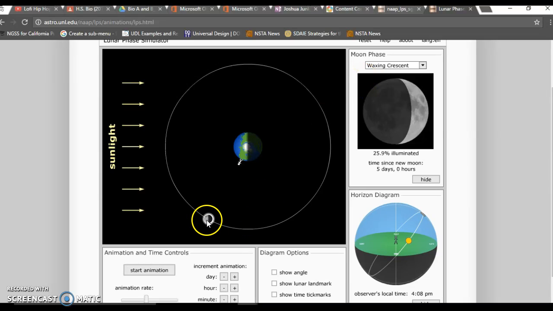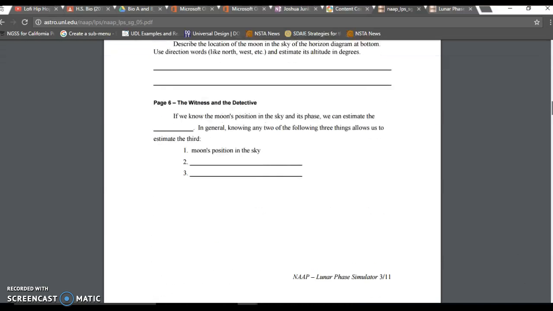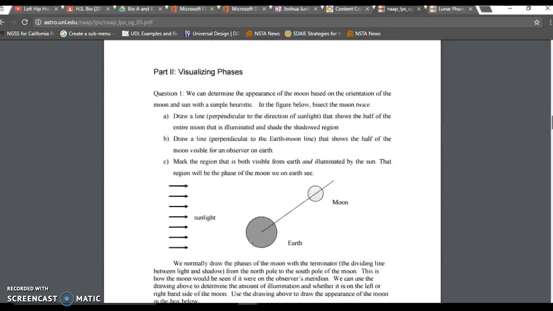Because it is increasing in how much light it gets. But the name is Waxing Crescent, so I go back to the worksheet, and right here I would write in Waxing Crescent. Do the remainder on your own to finish it up. Skip these next questions.